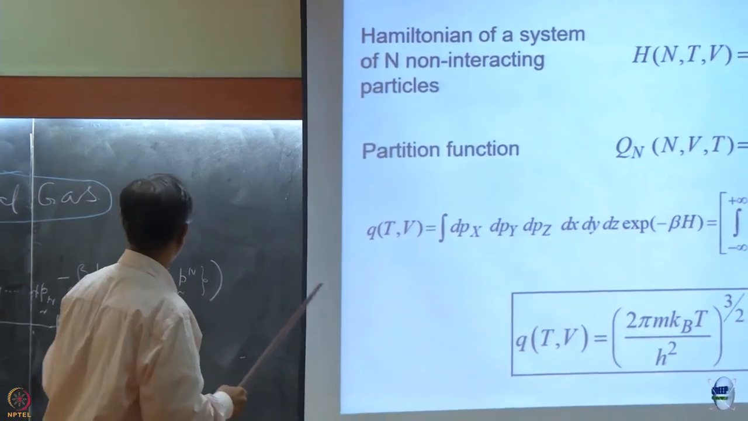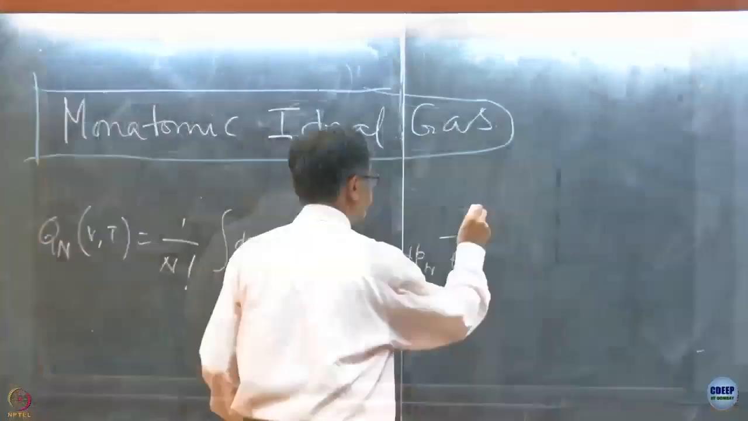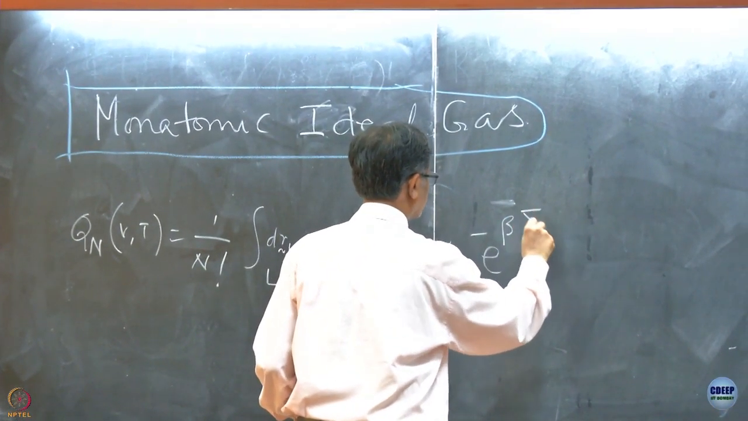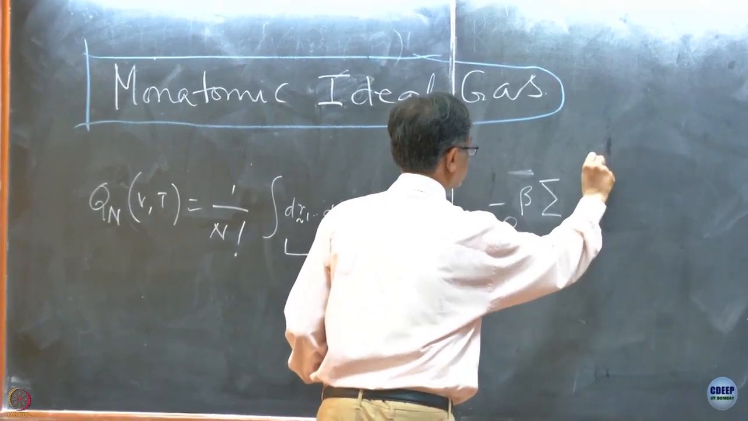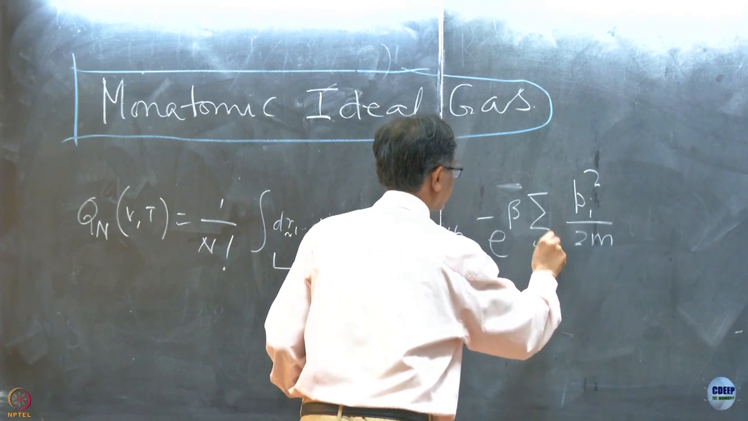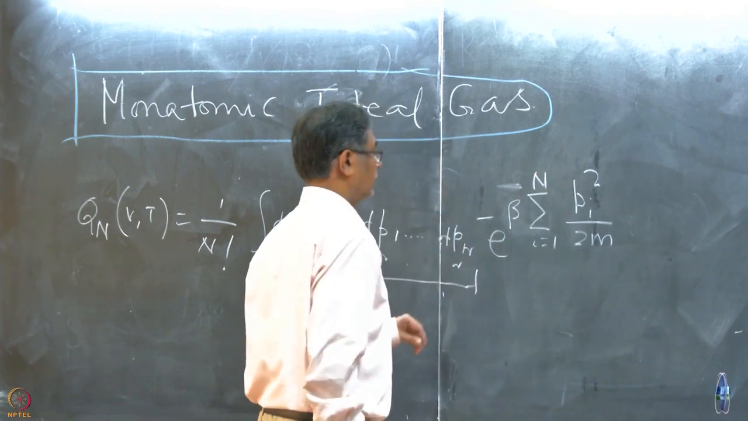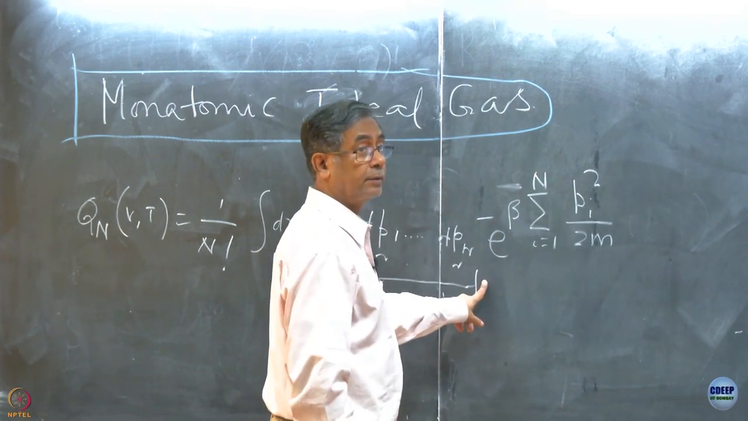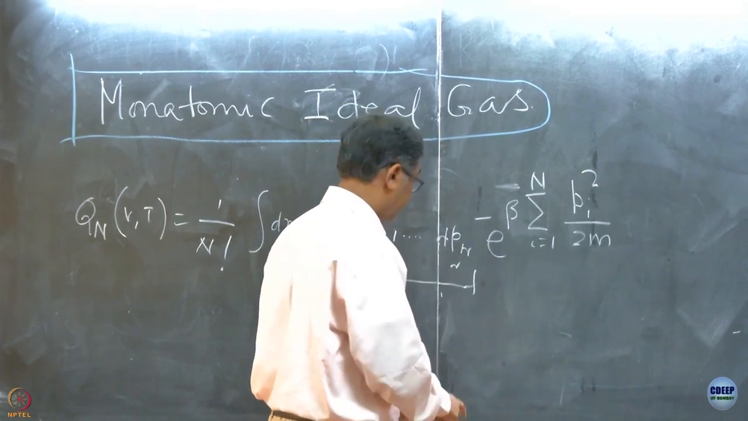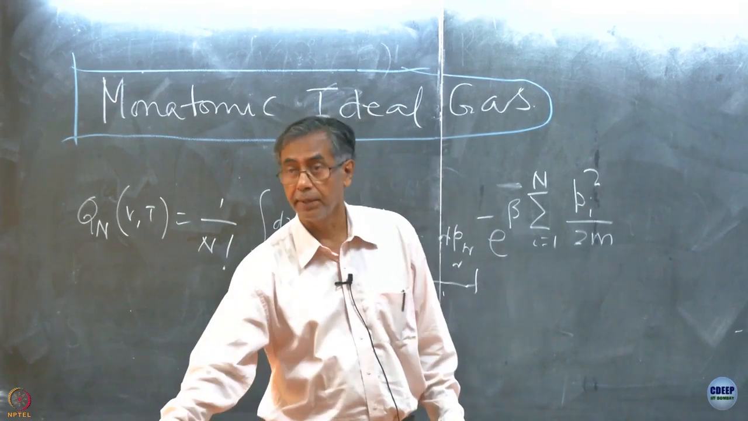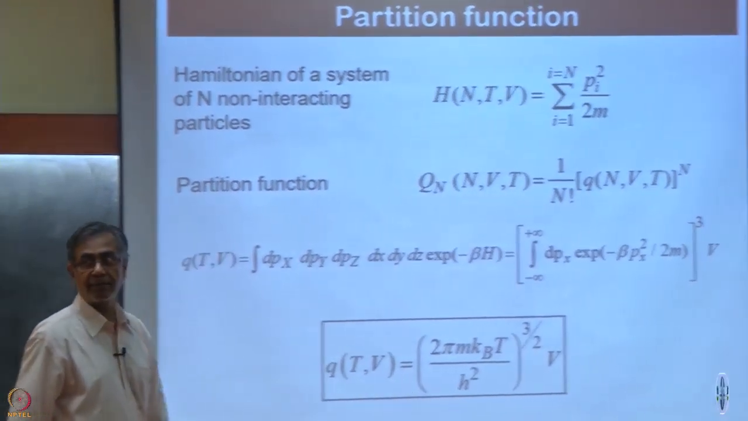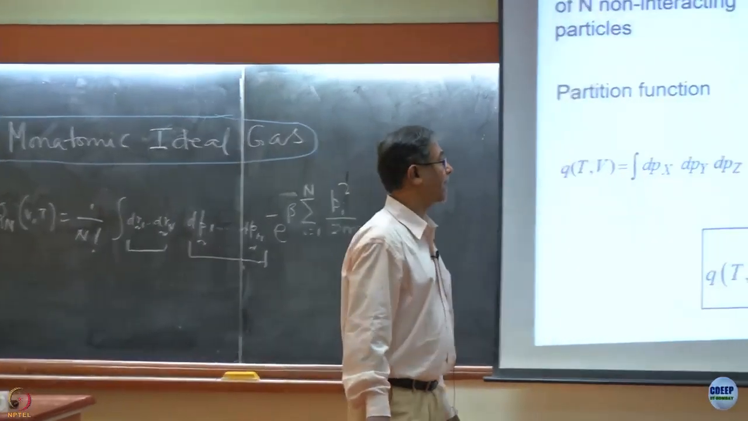What you have done, since this is a sum, all of them have the same mass. Now I can write it as a product, and the product means there is an n number of them. Okay. This is h to the power 3n here. That has been missed. We have to put that back.